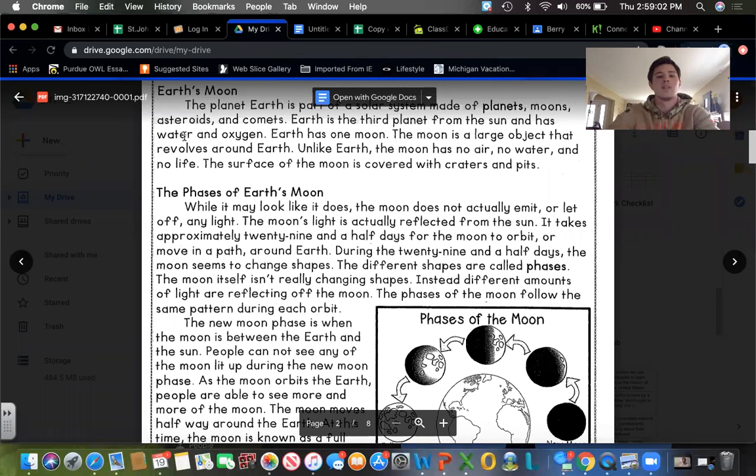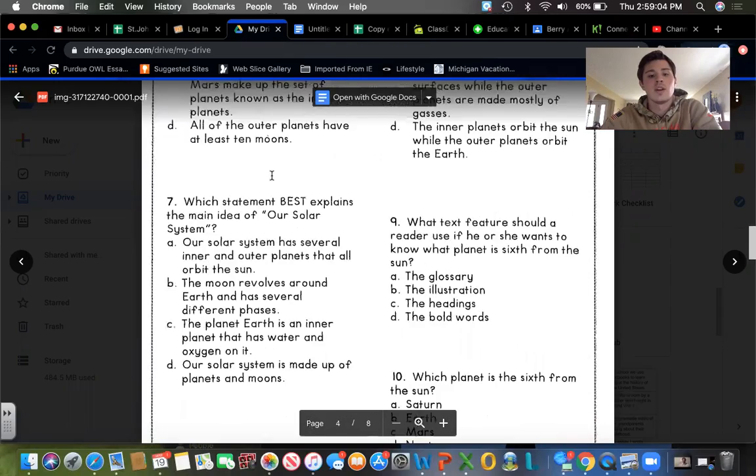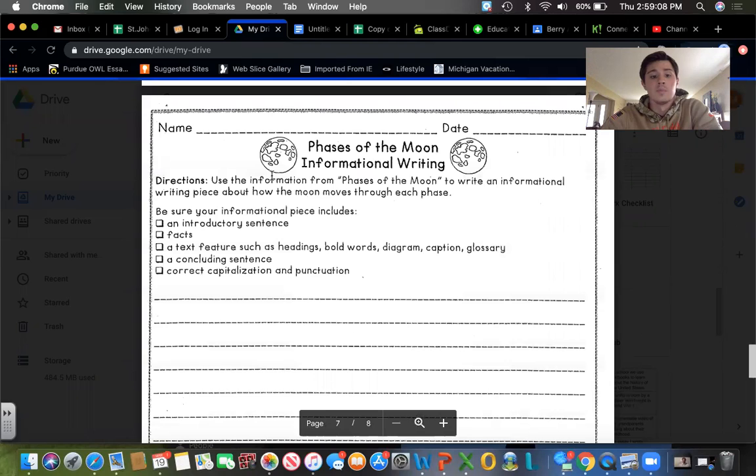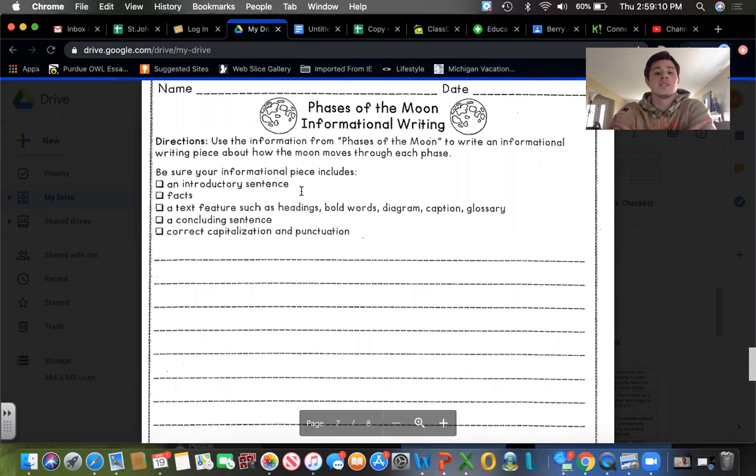So let's start by taking a look at our prompt to figure out what we have to write about. Here we go. Here's our prompt. It says directions. Use the information from phases of the moon to write an informational writing piece about how the moon moves through each phase.